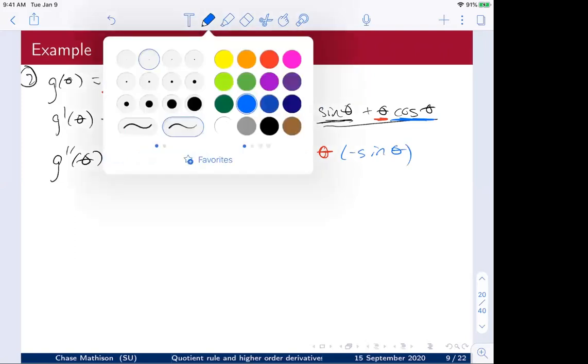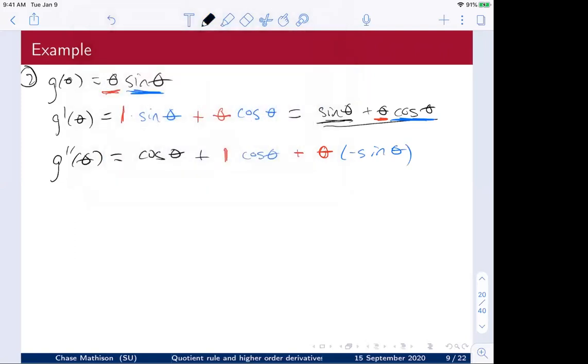So we are essentially done. I'm going to get cosine of theta plus a cosine of theta there is going to give me 2 times cosine of theta, and then minus theta times sine of theta. Okay. Do we have any questions on this one?